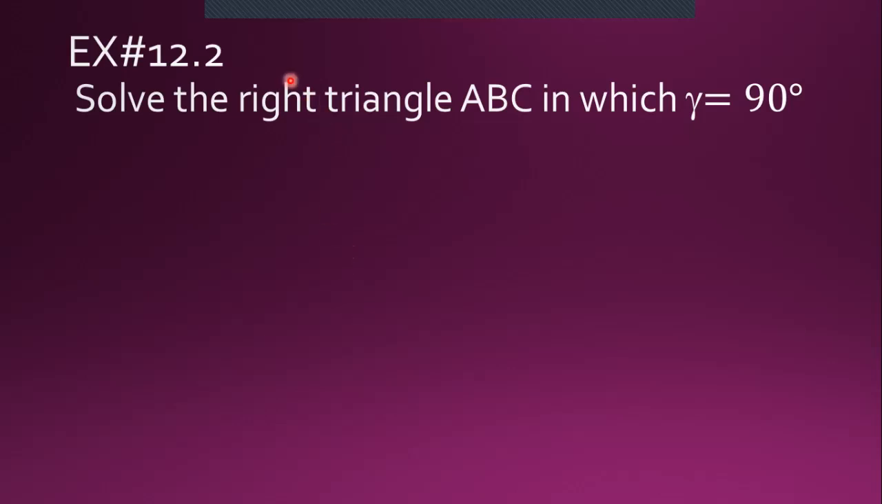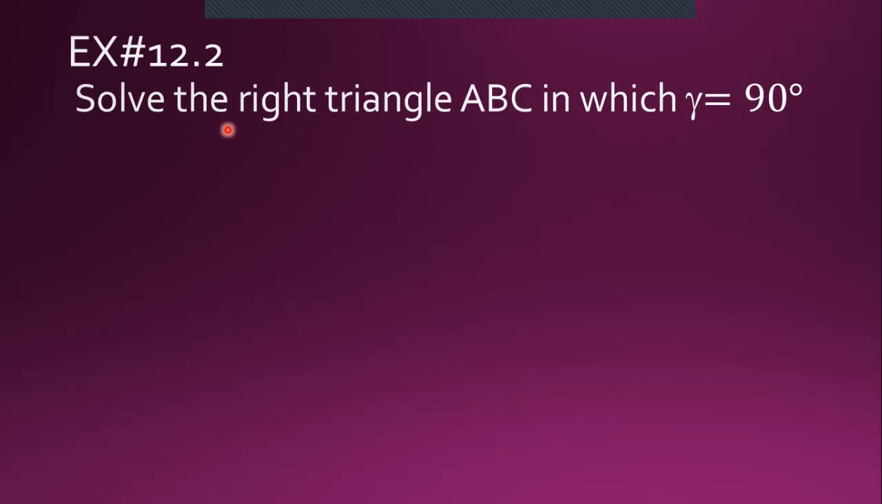So exercise 12.2: solve the right angle triangle ABC in which gamma is equal to 90 degrees. Now this is the statement for all the questions we are going to solve, meaning in all the triangles, gamma would be equal to 90 degrees. Keep in mind that gamma angle would be on point C, because alpha is for A, beta is for B, and gamma is for C.